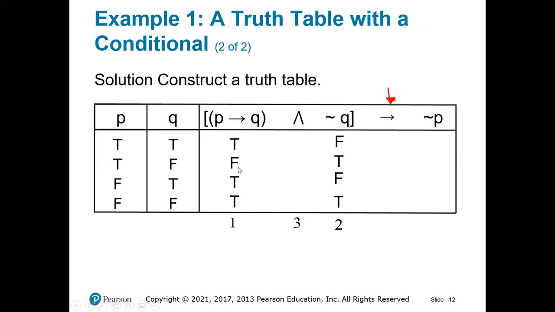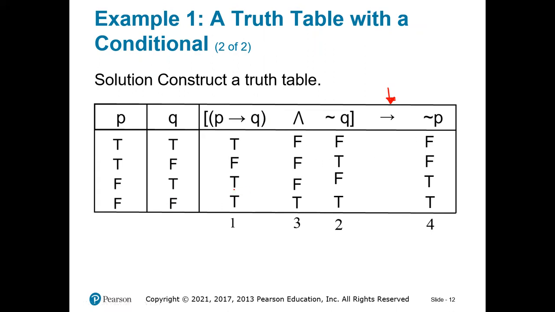True and false is false. False and true is false. True and false is false. And true and true is true. So the only thing in this column is true. Now it's time to do the negation of P, which is step number 4. Just flip the P.